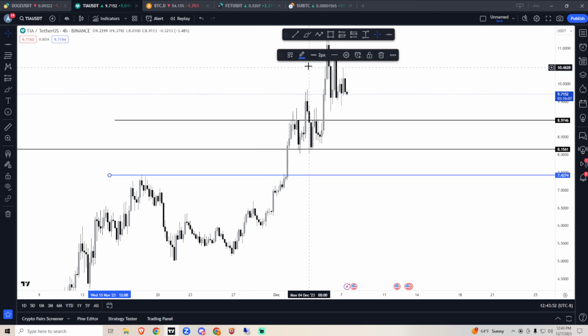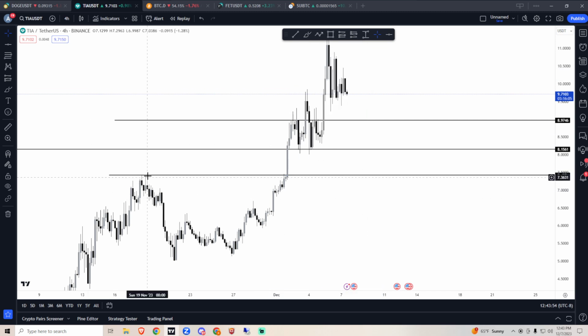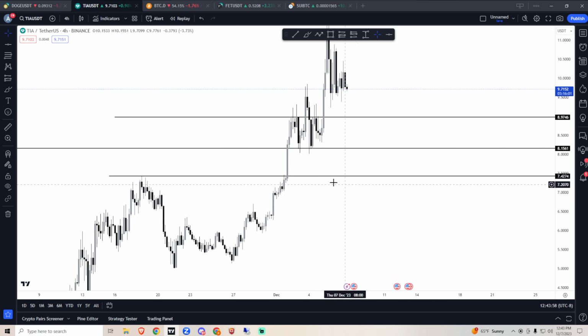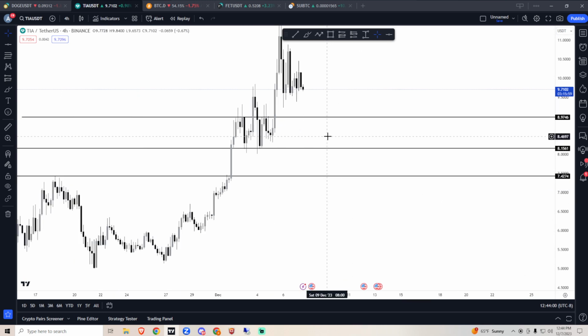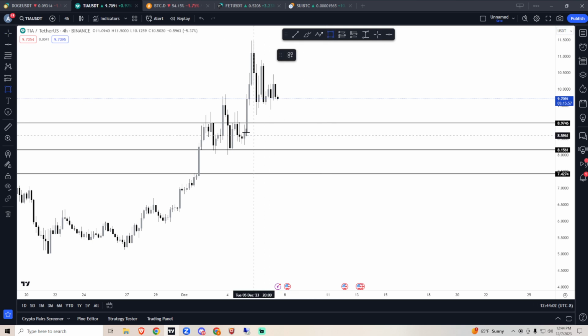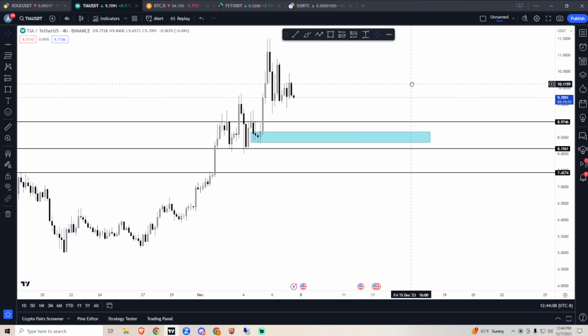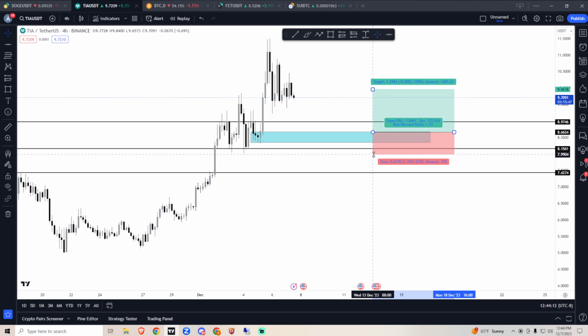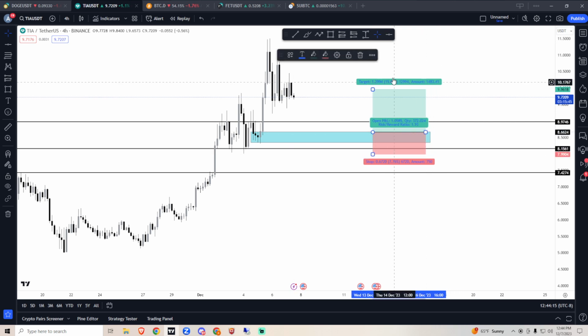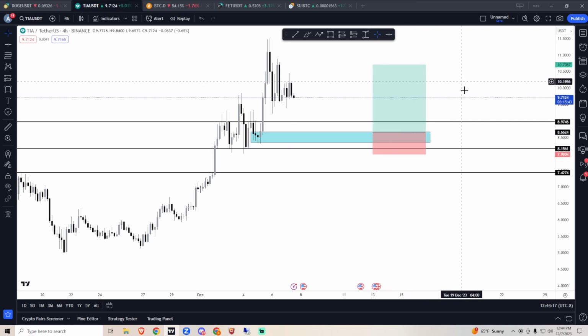The next one would be this SR level. Resistance, resistance, previous all-time high should come and bounce from that point. Now, we have a 4-hour order block that has not been filled. This would be a nice long for you leveraged folks if we do get it.